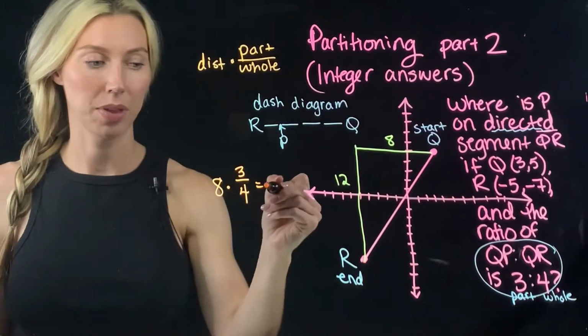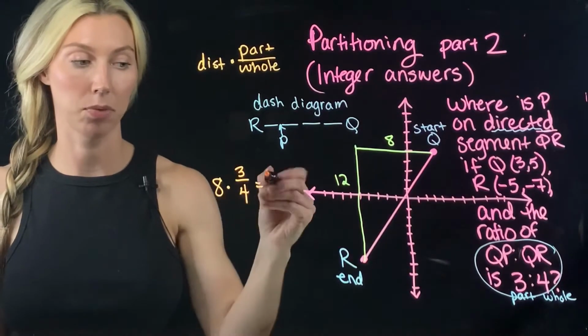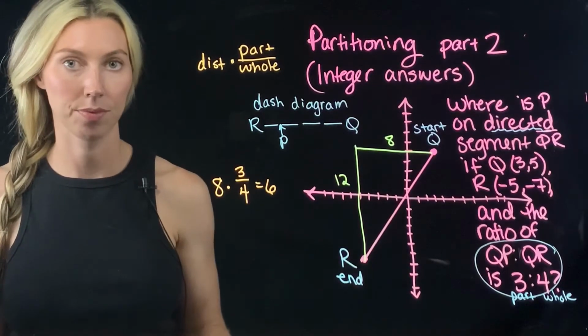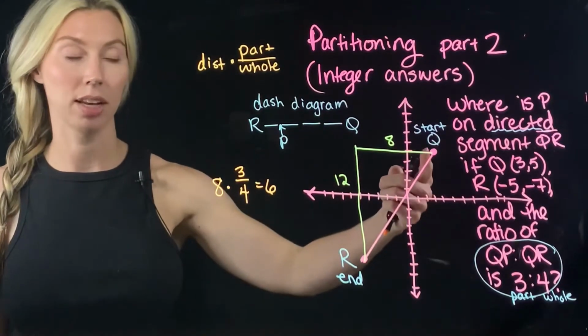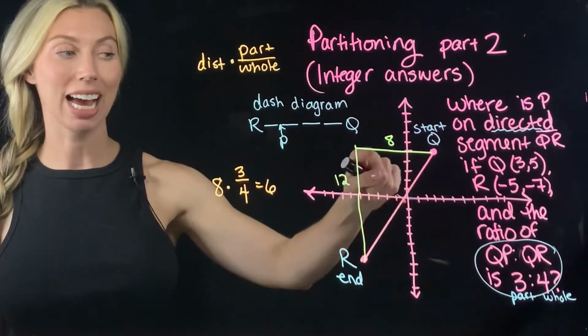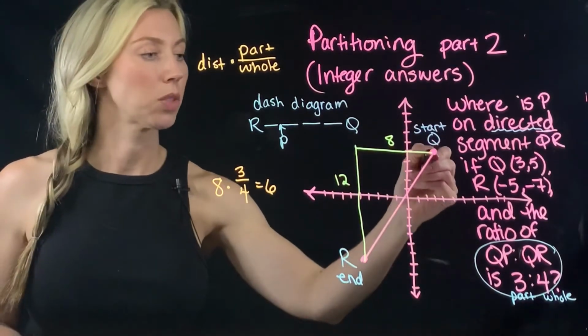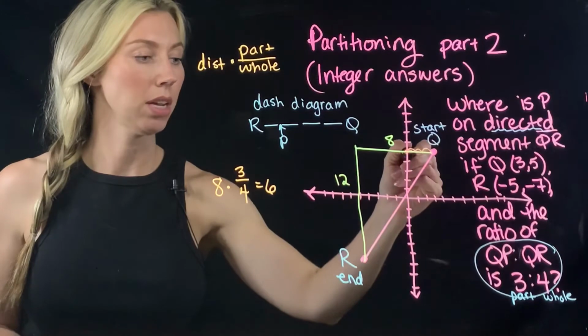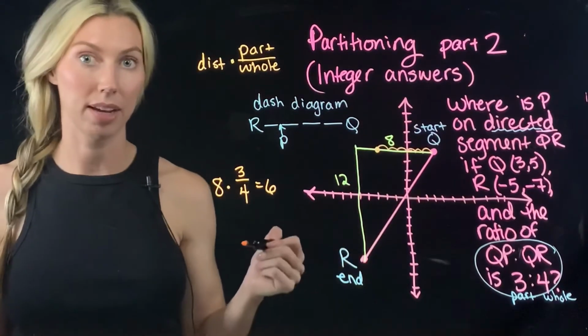So if I do that, I'm going to end up with 8 times 3, which is 24, divided by 4, which is 6. What that tells me is I need to go back to my starting point, and instead of walking over the entire 8 units, I'm only going to walk over 6 units. So this would be 1, 2, 3, 4, 5, 6. And I would land right here.